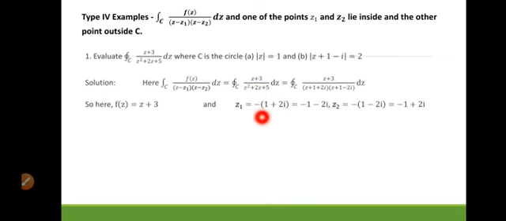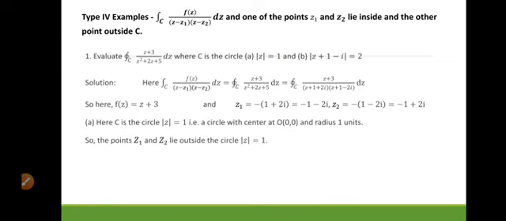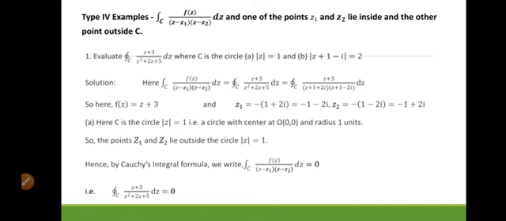Now we have to check the position of these 2 points z1 and z2 with reference to the first curve, that is the circle mod z equal to 1. Here C is the circle mod z equal to 1 with center at origin and radius 1 unit. Both the points z1 and z2 lie outside the circle. So by Cauchy's integral formula, the integration result is surely 0.